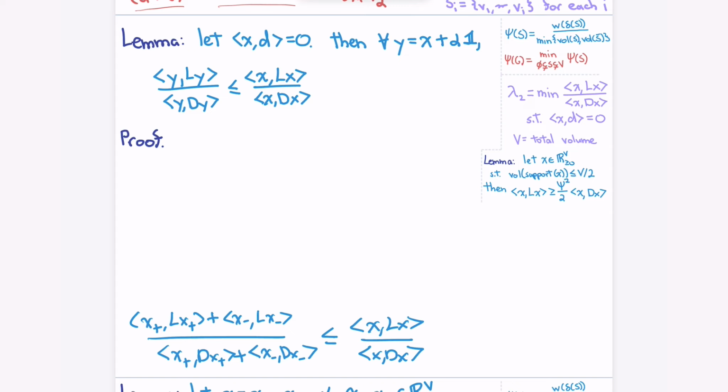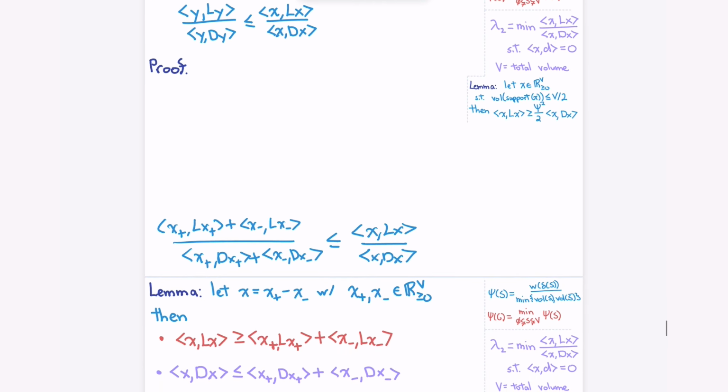Okay, so which one do you want to do first? First lemma or second lemma?